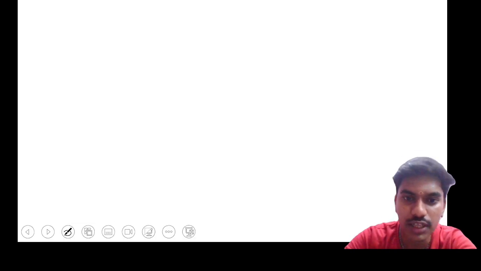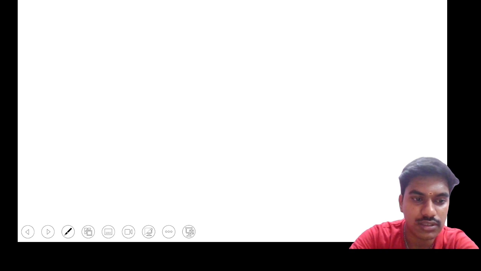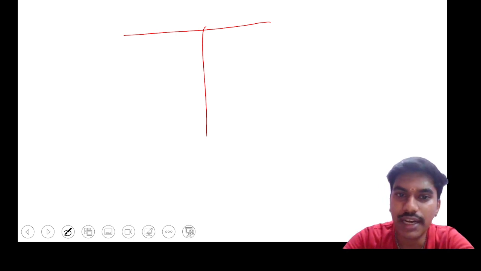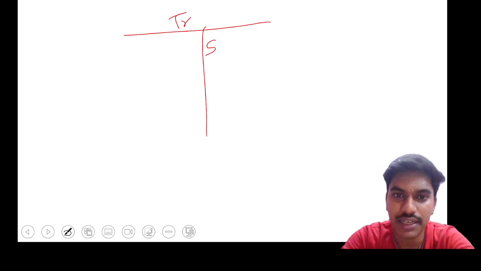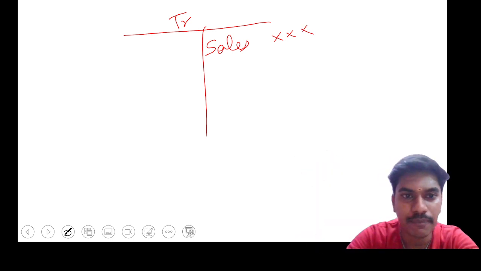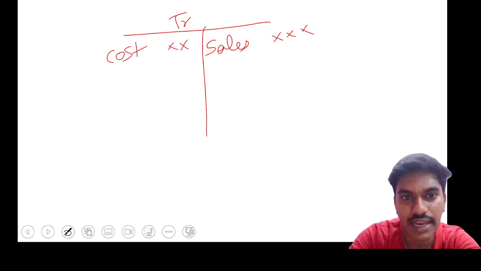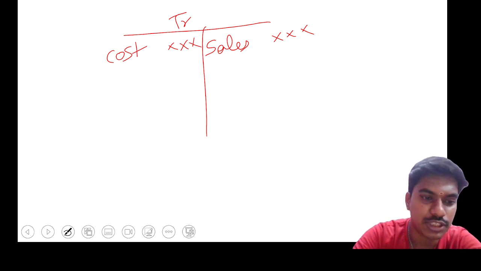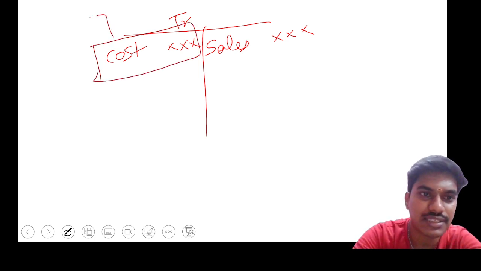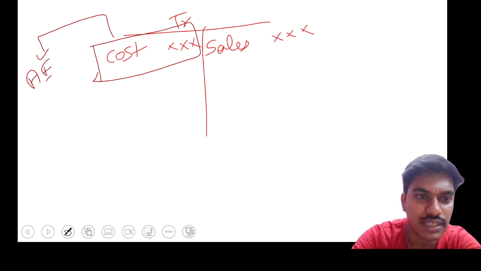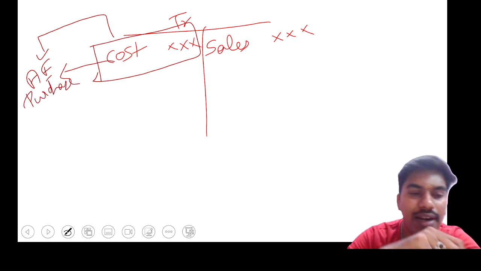So assume for example, let us go to the screen. Assume for example, we'll take the trading account. So assume this is a trading account. Here there will be sales, correct? And here it is going to be cost. So this transaction is with A. The specified transaction is with an associated enterprise. So this is cost and purchase. This purchase is from an associated enterprise.